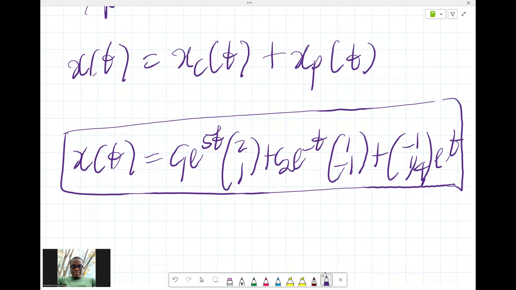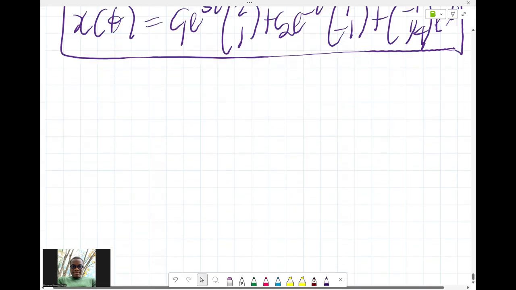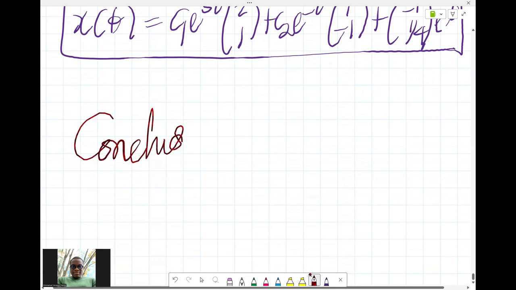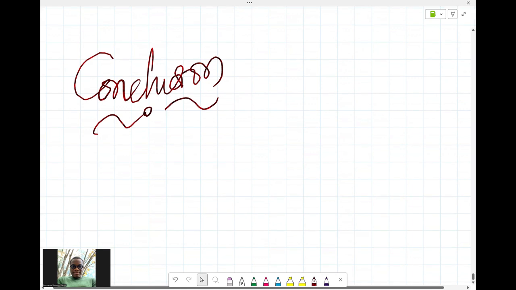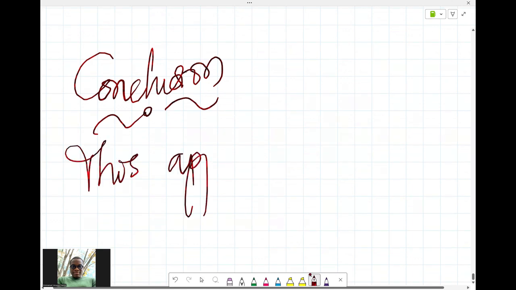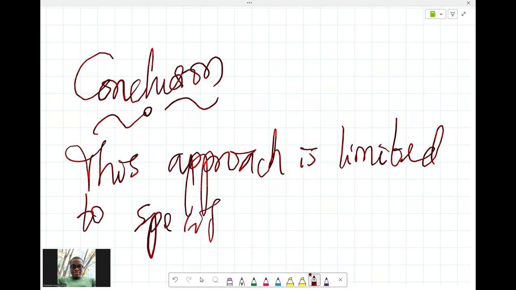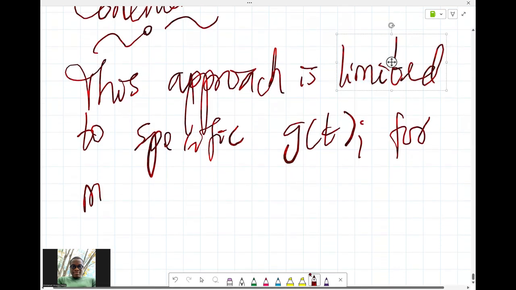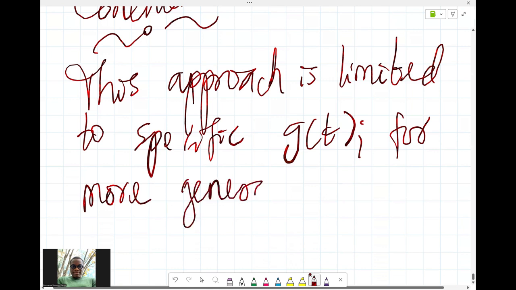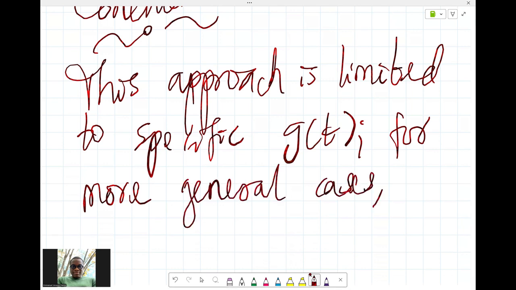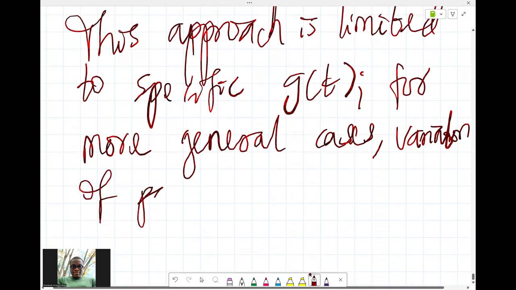I think you really need to take notes of this conclusion. It's really important. That's going to lead us to our next video. Interestingly, this approach is limited to specific forcing terms g of t. For more general cases, variation of parameters is needed.